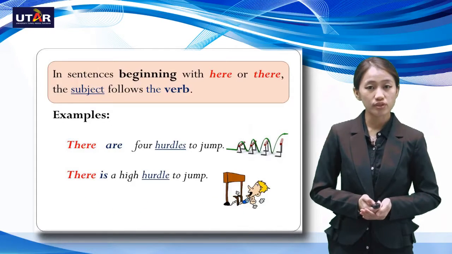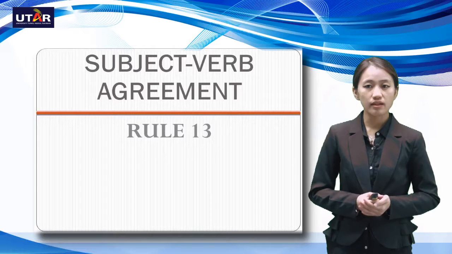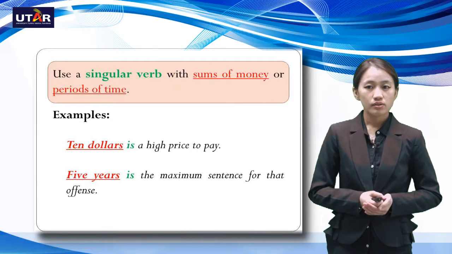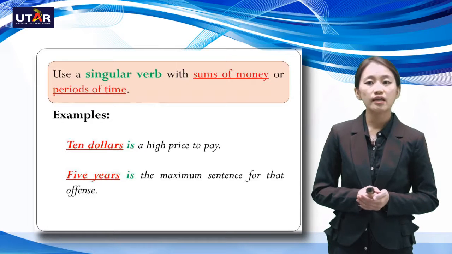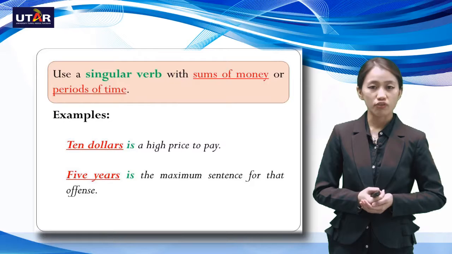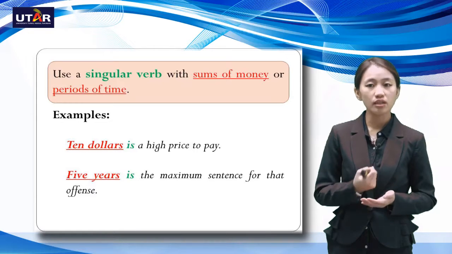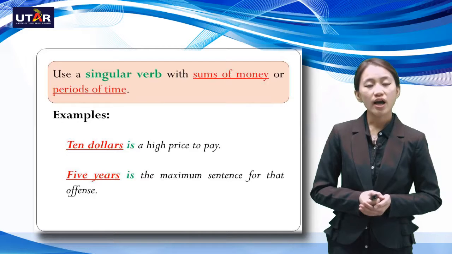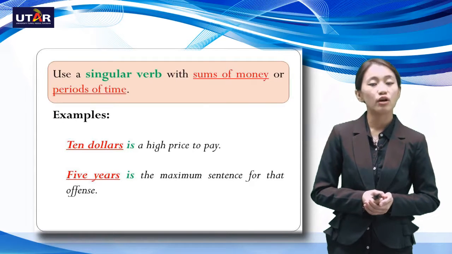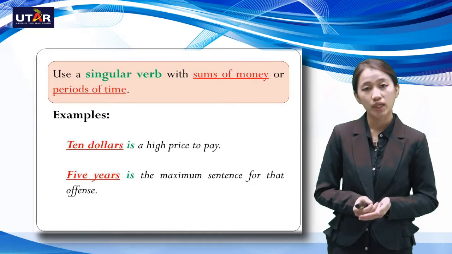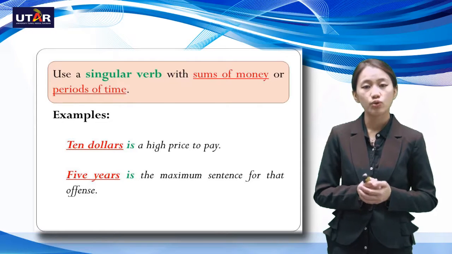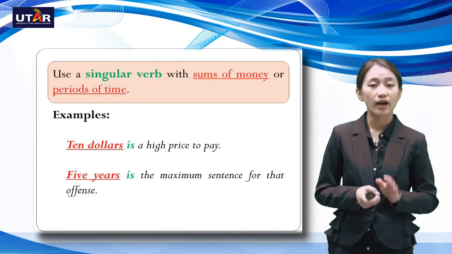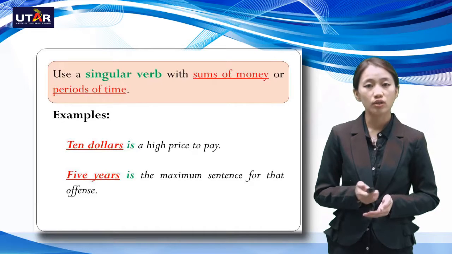Next, let's look at rule number 13. Rule number 13 states that use a singular verb with sums of money or periods of time. So for example here, $10 is a high price to pay. So of course, sums of money, it is a total sum of money. Therefore, you see it as a singular subject. Next, 5 years is the maximum sentence for that offense. So here, 5 years, we are not looking into the years itself, but we are referring to a duration. That duration for the maximum sentence is 5 years. That is why it is followed by a singular verb.